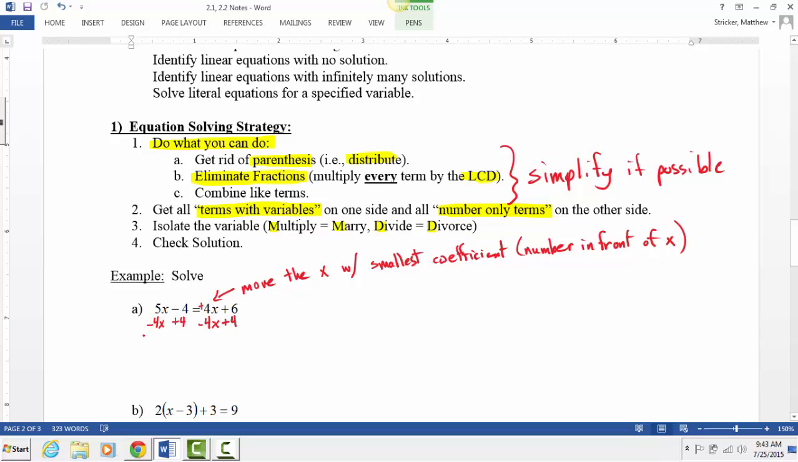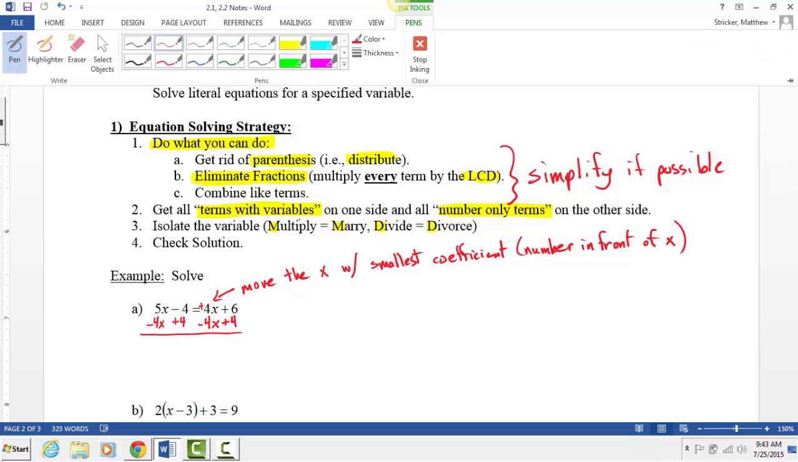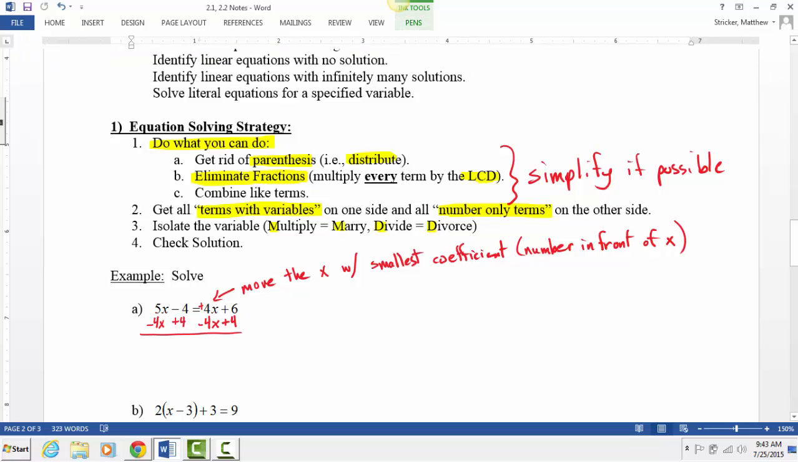Now let's go ahead and cancel what cancels here. Negative 4 and positive 4 are opposites. Those cancel. And positive 4x and negative 4x, those are opposites. Those cancel. So what we have left here is 5x minus 4x, which is 1x. And on the right-hand side, we have 6 plus 4, which is 10.